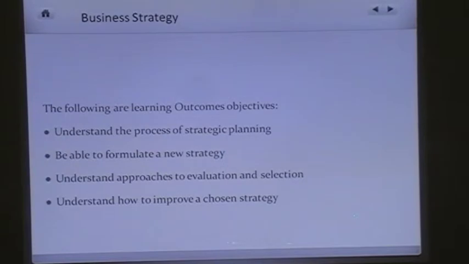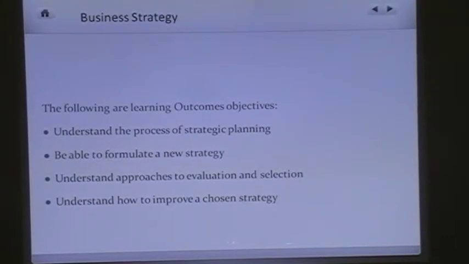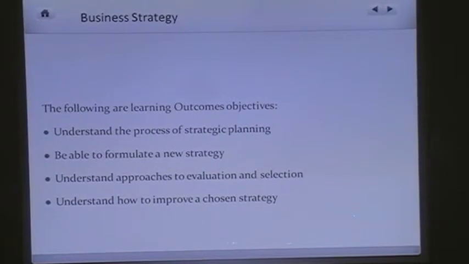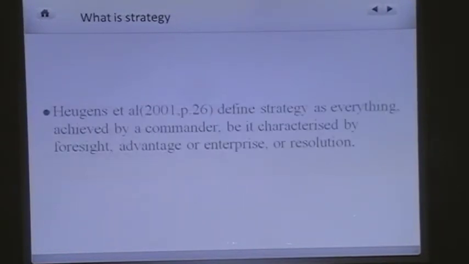Let's look at business strategy. Now the following are the learning outcomes that we are looking at covering. So we've covered understand the process of strategic planning. We should be able to formulate a business strategy or a new strategy from scratch, for which we will look at an example. Understand the approaches to evaluation and selection, and understand how to improve a chosen strategy. So for example, when a company deploys a strategy, if the strategy needs to be changed midway, how do you look at changing or improving on the strategy?